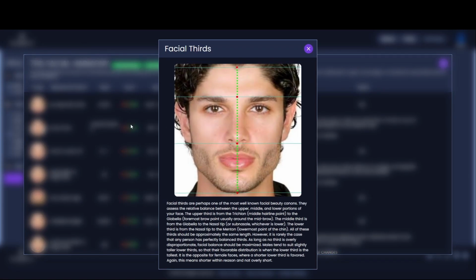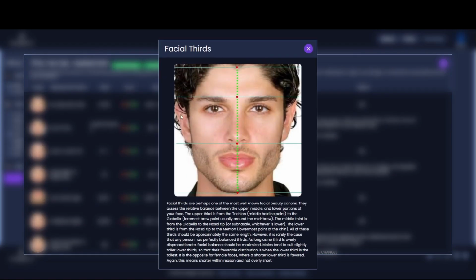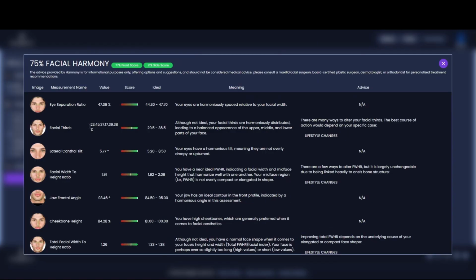His facial thirds are quite unbalanced, and I think this is one of his major drawbacks. You can see that his forehead is extremely short. Actually, that's quite a characteristic trait among South Asian populations, so it doesn't deduct quite as heavily for him. Actually, there was a bug with this, so this should be a little bit lower, maybe towards the orange range. But either way, I think you can see that his lower third is about 23.5%, which is quite low.